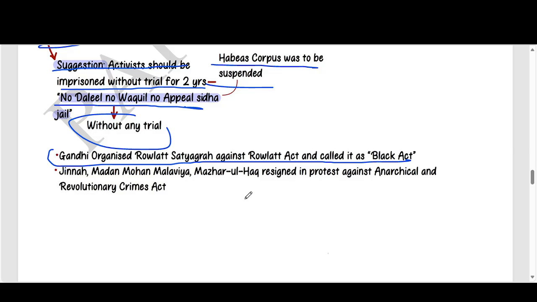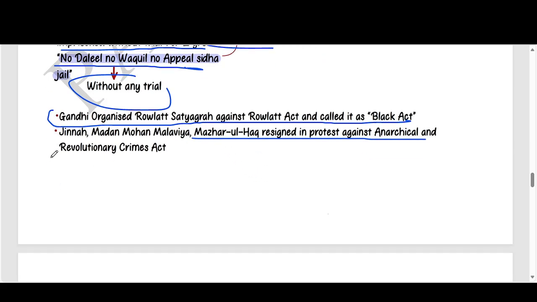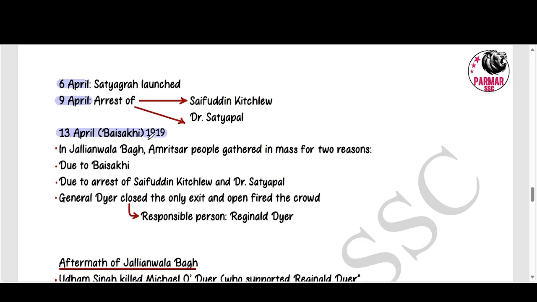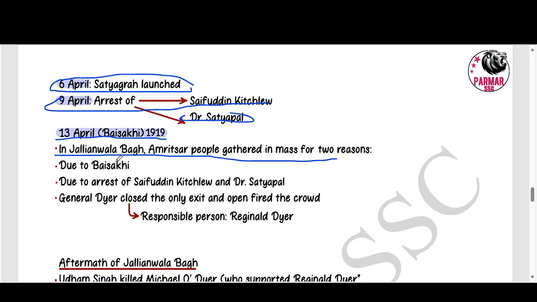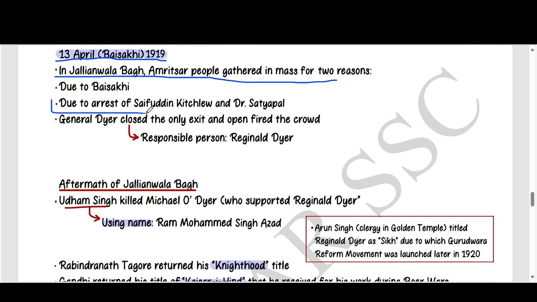Jinnah, Madan Mohan Malviya and Mazhar-ul-Haq resigned in protest against the Anarchical and Revolutionary Crime Act. On 6 April, the Satyagraha was launched. On 9 April, Saifuddin Kitchlew and Dr. Satyapal were arrested. On 13 April, Baisakhi 1919, people gathered in Jallianwala Bagh in protest against the arrest of Saifuddin Kitchlew and Dr. Satyapal.